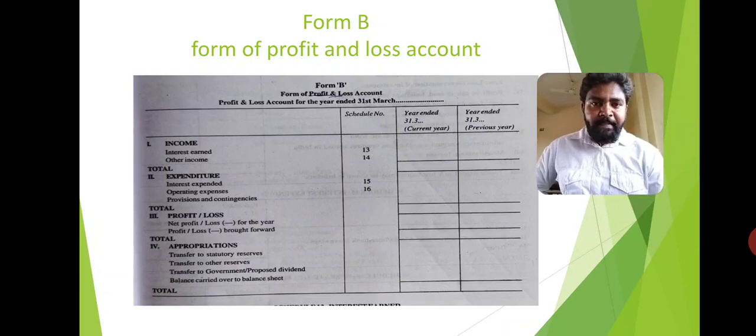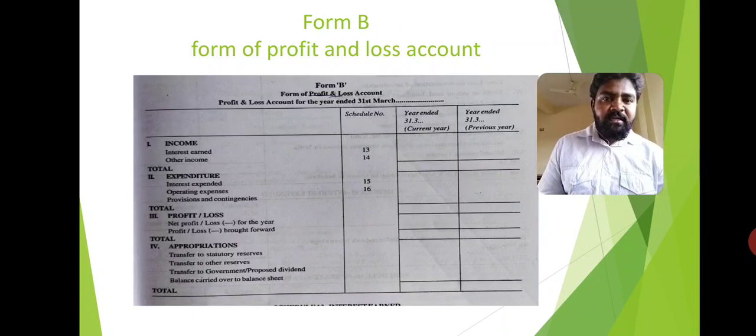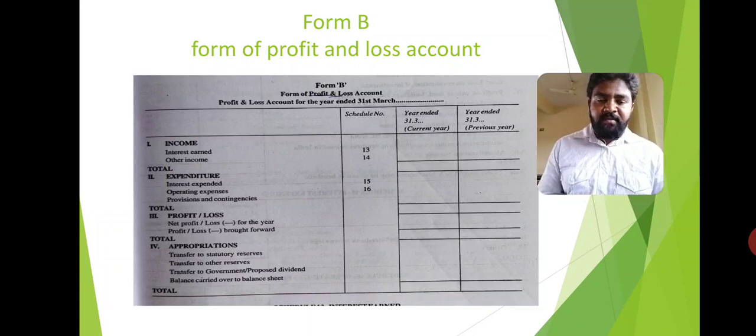Then you come back to the second heading, that is expenditures. Under expenditures, schedule number 15 is interest expended. Examples of interest expended are interest on deposits. The public makes deposits, and for that the bank has to pay some interest. Also interest on Reserve Bank of India and interbank borrowings. So these are the examples of interest expended, and this information we consider under interest expended.